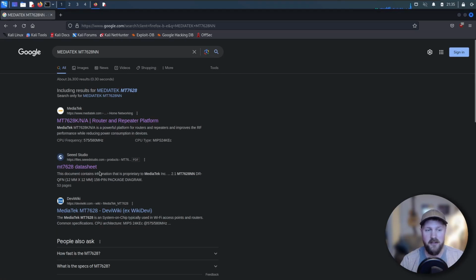So we go back to the Google results. Actually, we see just the second one here. This is a data sheet. It's through this Seeed Studio. If you're not familiar with them, they're similar to Arduino in that they make single board microcontrollers and microprocessors and dev boards and things like that that are good for prototyping or for hobbyists and makers. So they're a good resource if you ever see them for data sheets.